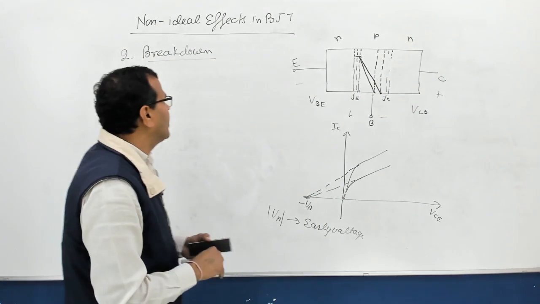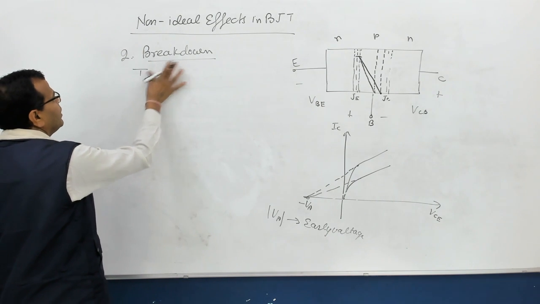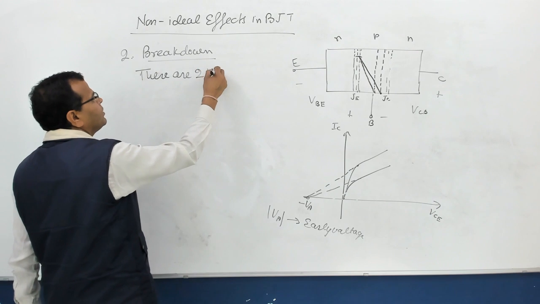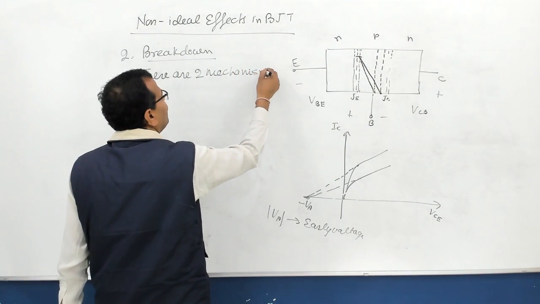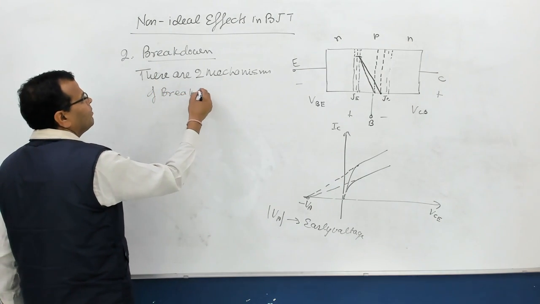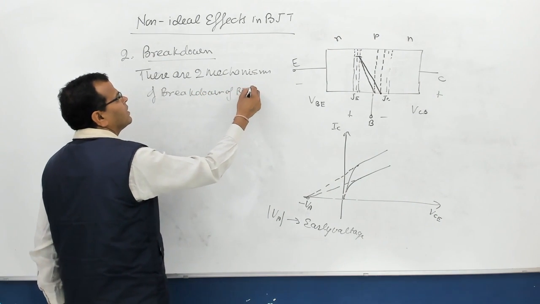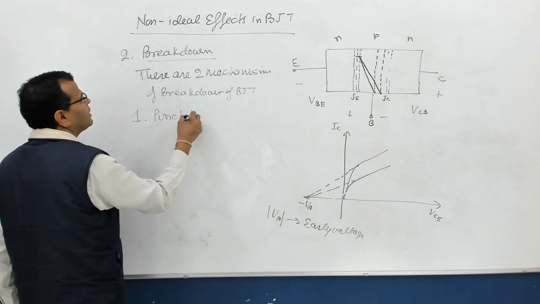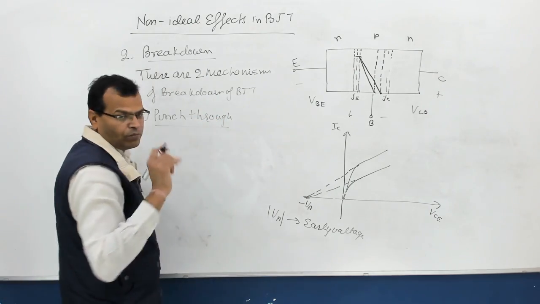What is that punch through? Let us see that. So there are two mechanisms of breakdown of the collector junction, or you can say breakdown of the BJT. First I will be talking about punch through. What is that punch through? Let us see this. I have not discussed this punch through phenomenon till now.